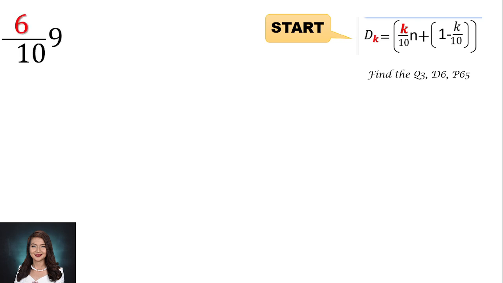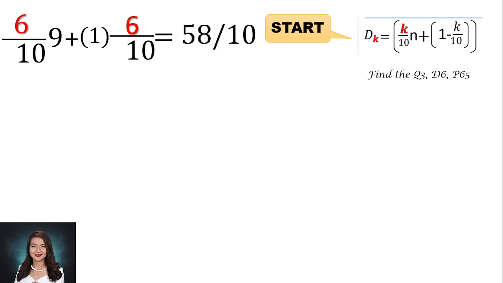Next, let's compute the decile 6, and here is the formula. Our k would be 6, and we write 6 over 10 multiplied by 9 plus 1 minus 6 over 10, and if we calculate this, we get 58 over 10, and if we divide 58 by 10, we get 5.8 score.